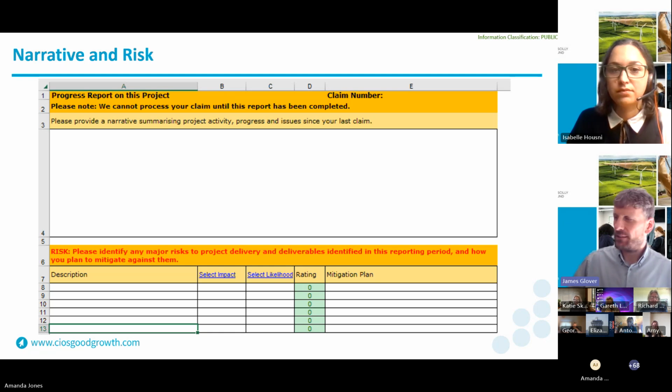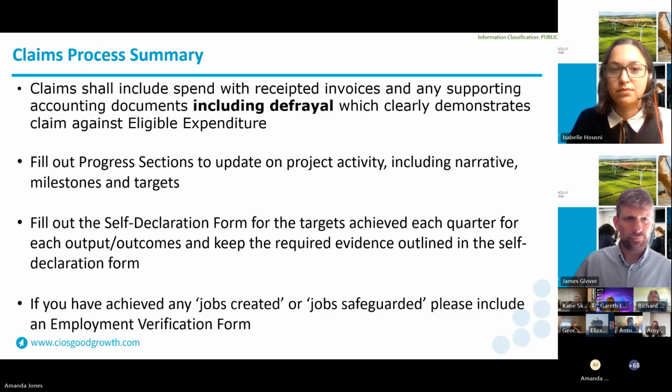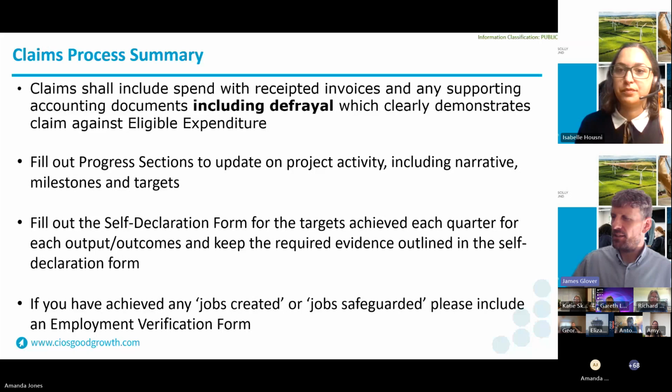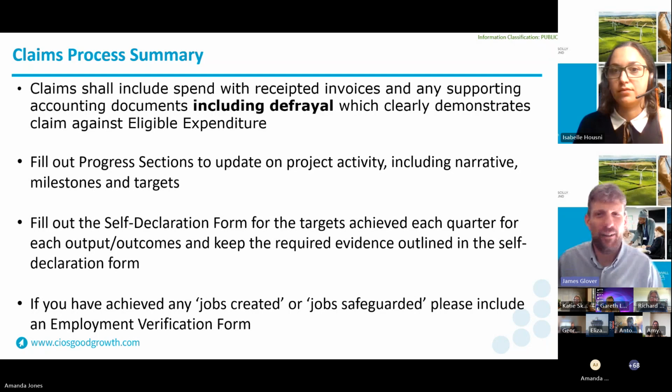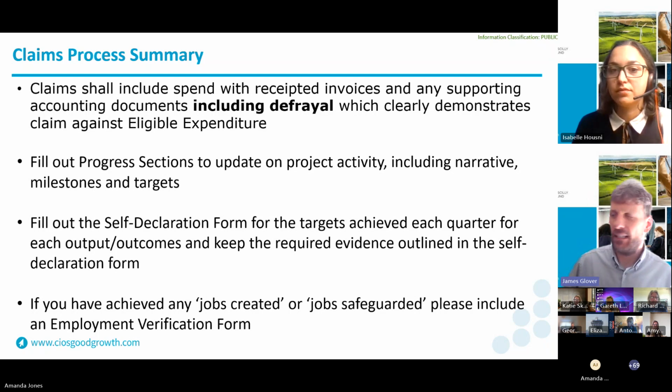Slide 9, please. So this is the claims process summary. Please include all invoices and defrayal information with your claim, and we need that. This is a common area where sometimes people forget. Please do include with every claim line all that supporting evidence, because this is what can often hold claims up. So do provide all that information so you can evidence full defrayal for each line of expenditure on your claim form.